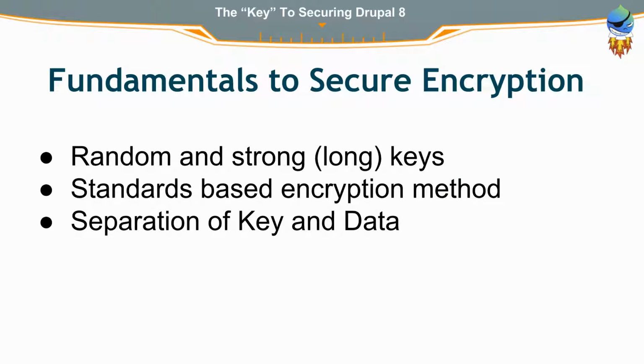So the fundamentals to secure encryption is having random and strong, which means long, keys. If you have a key that is 1, 2, 3, 4, 5, 6, 7, that is not very random. It's a very easy key to guess, and you're not going to have a very good encryption. So for a random number generator, there is a patch in core that Rick will talk about later, there were some issues around our random number generator not actually being that random. And if it's not that random, then you can brute force keys a lot easier.